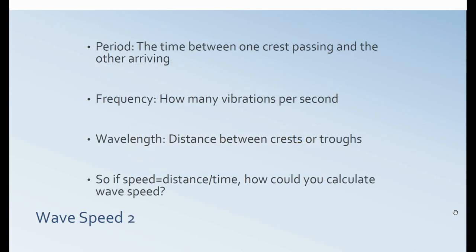We know that the period is the time between one crest passing and the next arriving. The frequency is how many vibrations per second, and the wavelength is the distance between crests or troughs. So if we want to find wave speed, and we know from going way back to our discussions on the laws of motion that speed is distance divided by time, well, then how can we calculate our wave speed?